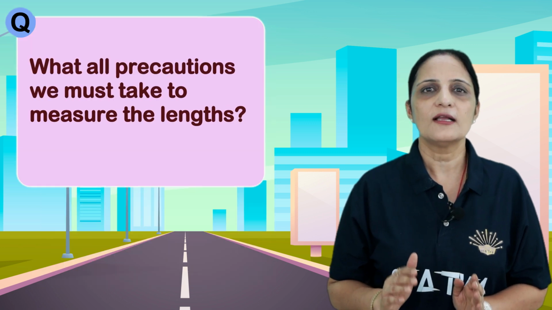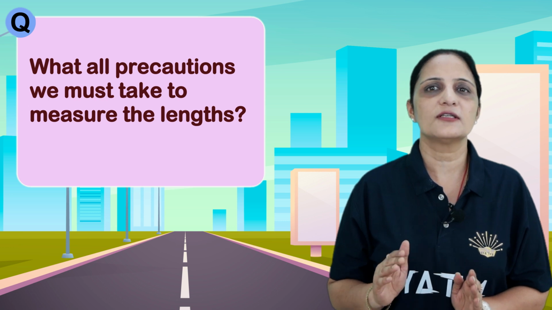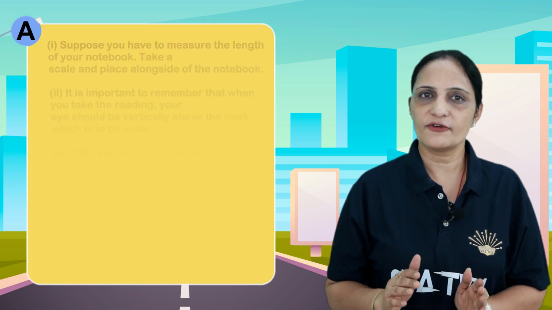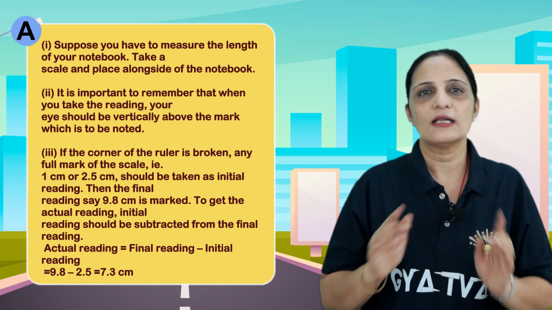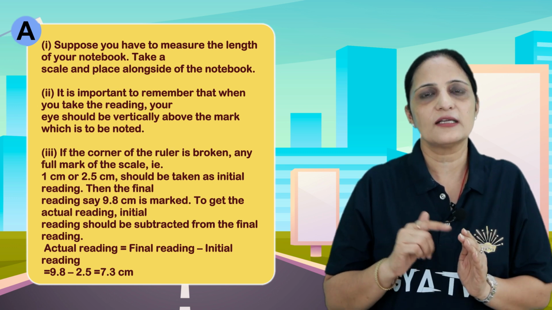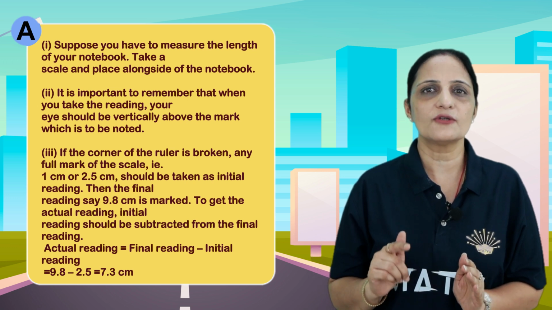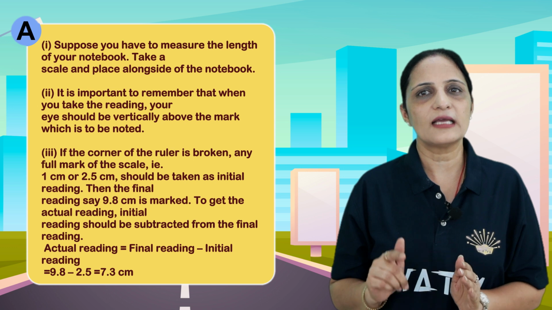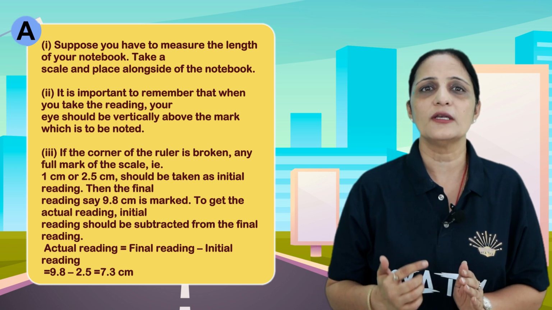Question number 3, what precautions must we take to measure the length of an object? First part, suppose you have to measure the length of your notebook. So what you have to do? आपने एक scale लेना है, you have to place it alongside your notebook. Part 2, it is important to remember that when you are taking down the reading, your eye should be vertically above the mark which is to be noted.